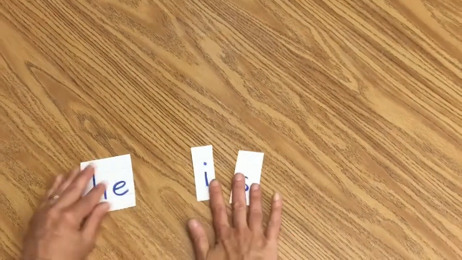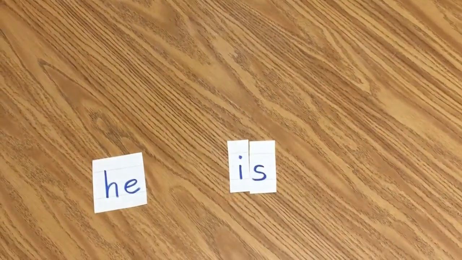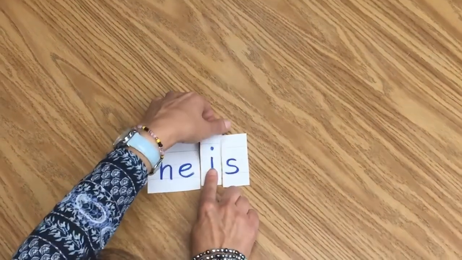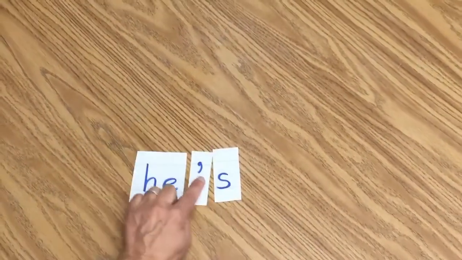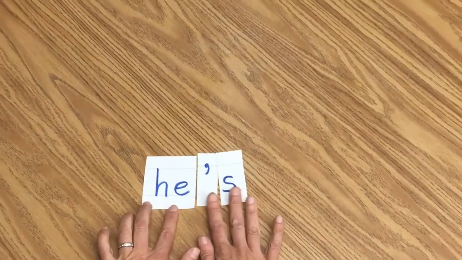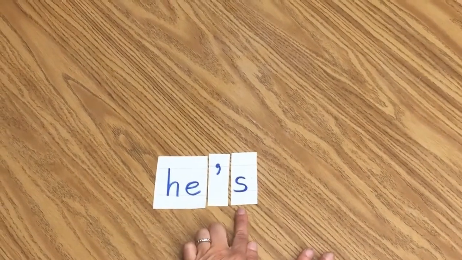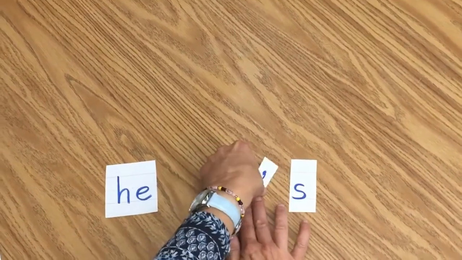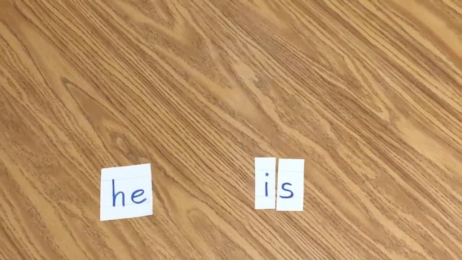Here is another example. He is. Two words smushed together to make one new word. I flip over the middle card. There's the apostrophe. Now I have the word he's. He's my best friend. Or I could go back and say he is my best friend.